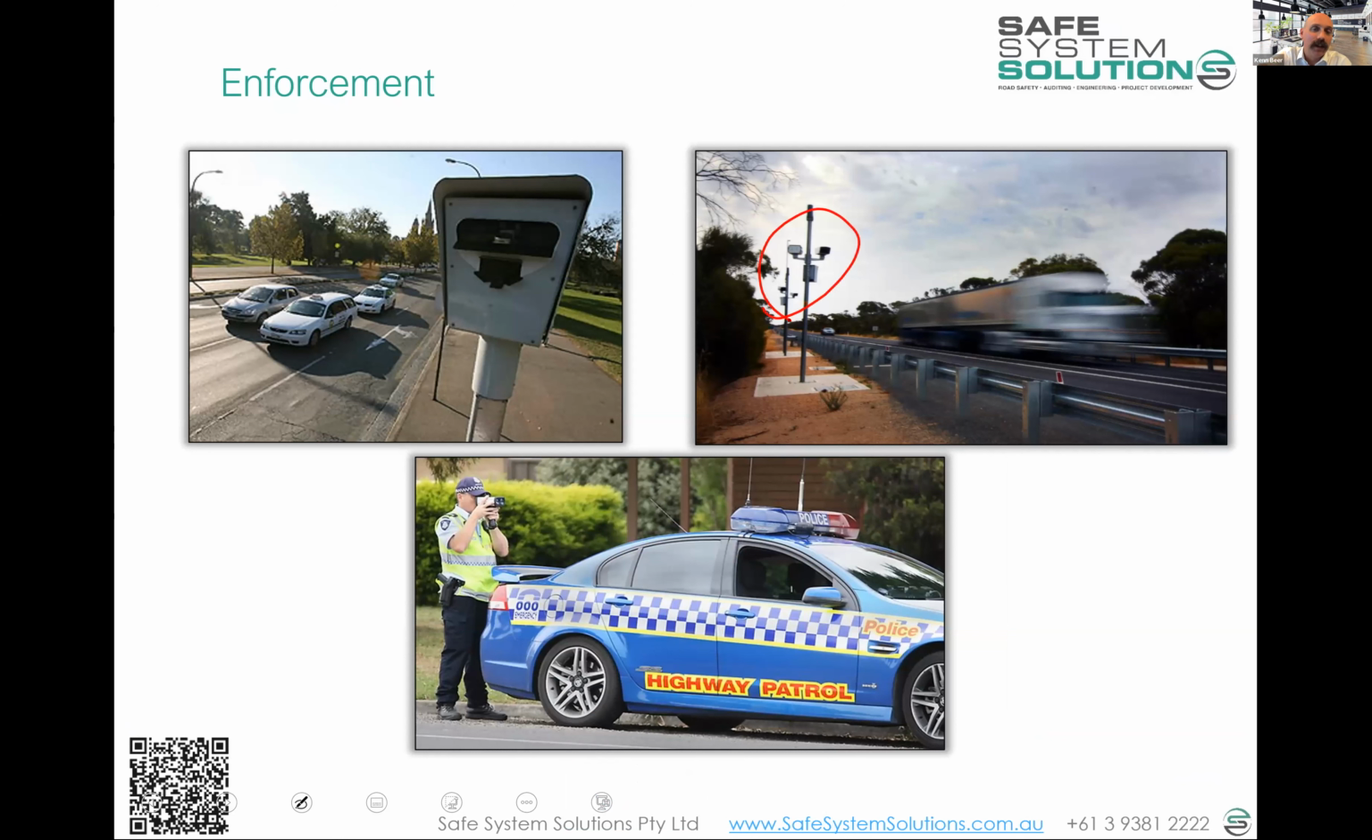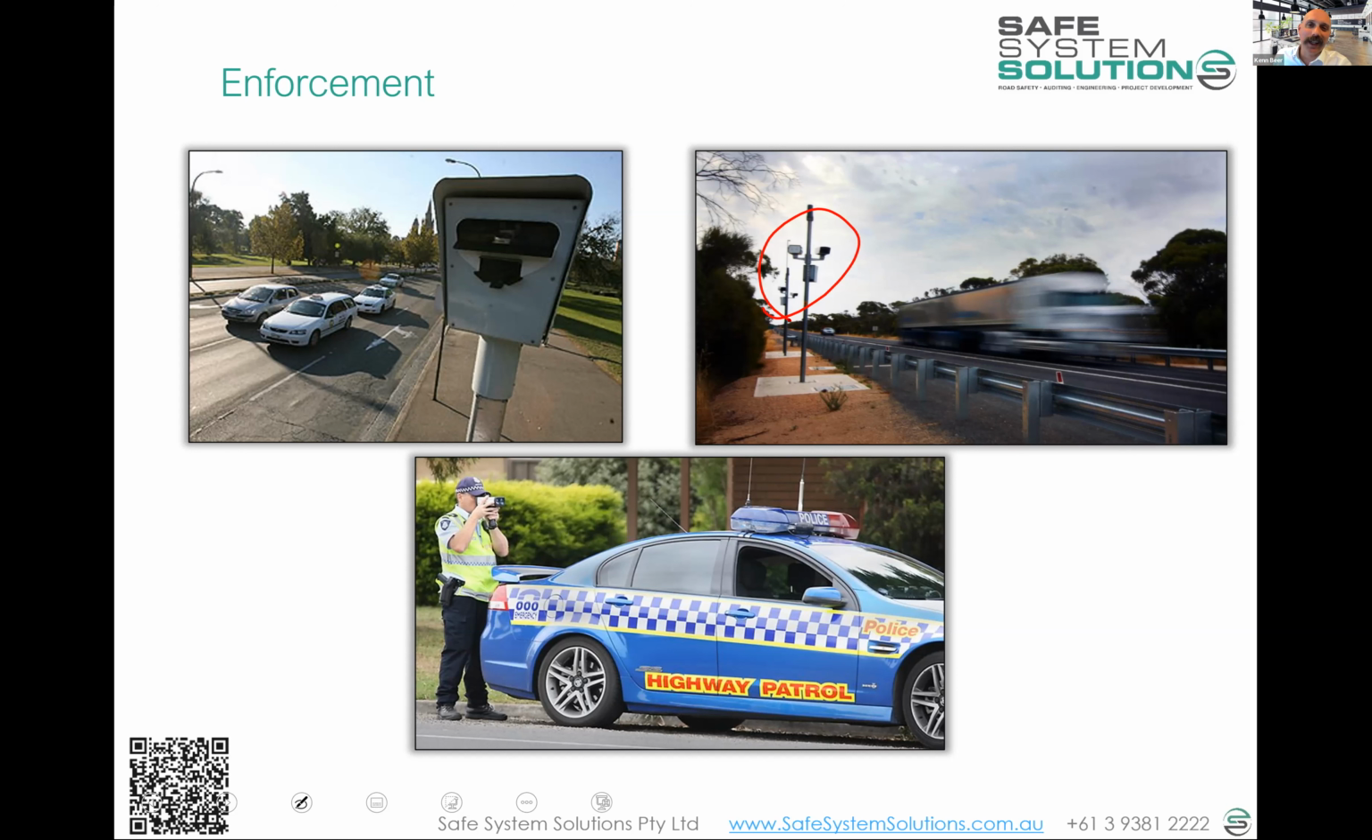Point-to-point cameras are very effective in terms of taking a photo of a number plate at point A, and then maybe 10 kilometres down the road, another photo, and just distance over time, working out average speed. And we know that's extremely effective and actually quite well accepted by the community, interestingly, which is good.